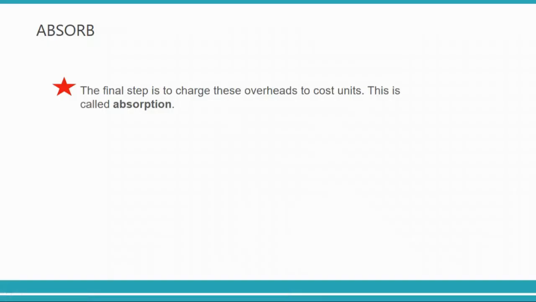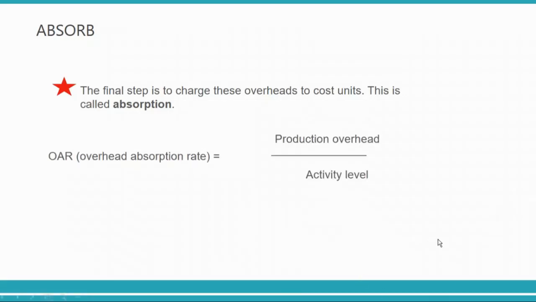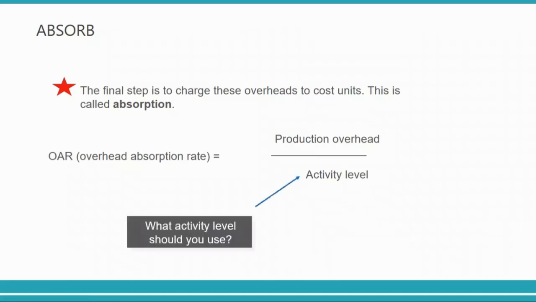So the final step is to charge these overheads to cost units. This is called absorption, the OAR, overhead absorption rate. This will be production overhead, like 175,000 in the mixing department, divided by the activity level in the mixing department, like the number of machine hours, etc. And what activity level should you use?